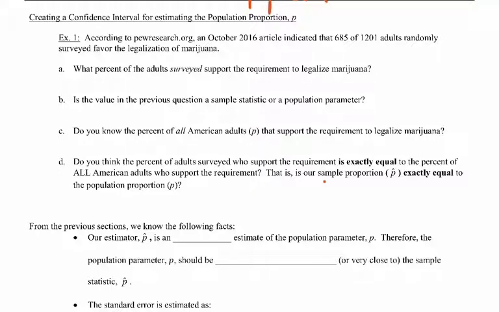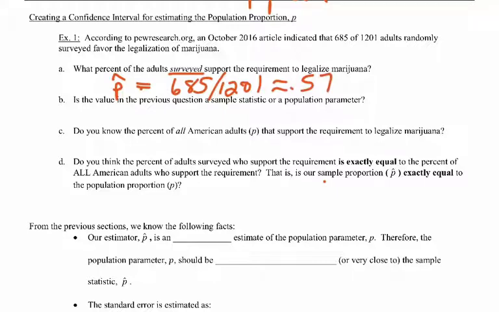According to PewResearch.org, an October 2016 article indicated that 685 out of 1,201 randomly surveyed adults favored the legalization of marijuana. So Part A says, what percent of adults surveyed support the requirement to legalize marijuana? So of the ones who were surveyed, what proportion supported that requirement? What we're looking for is p hat, because this is part of our sample. Our survey is our sample. And so p hat for us would be 685 divided by 1201. And as a percentage, that's about 57%, so 0.57 if we round it.